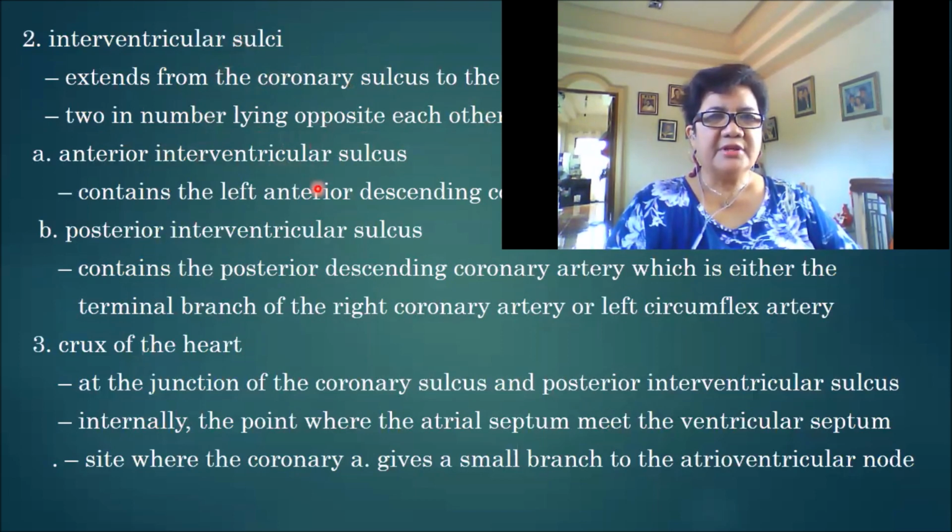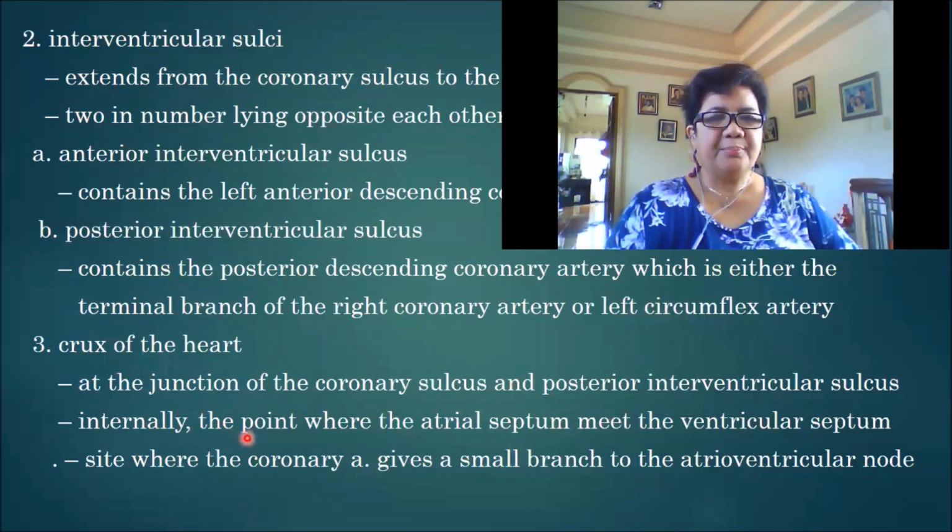You have an anterior interventricular sulcus which contains the left anterior descending coronary artery, while the posterior interventricular sulcus will contain the posterior descending coronary artery, which is either the terminal branch of the right coronary artery, because remember your right coronary artery will go posterior, or it could be a branch of the left circumflex artery, which comes from your left coronary artery.